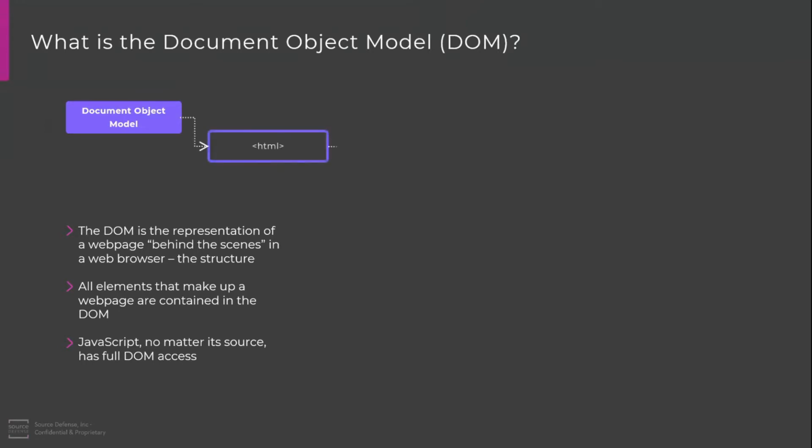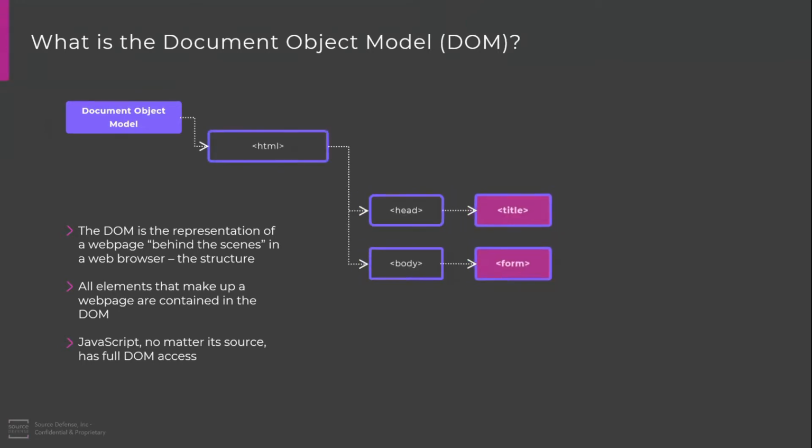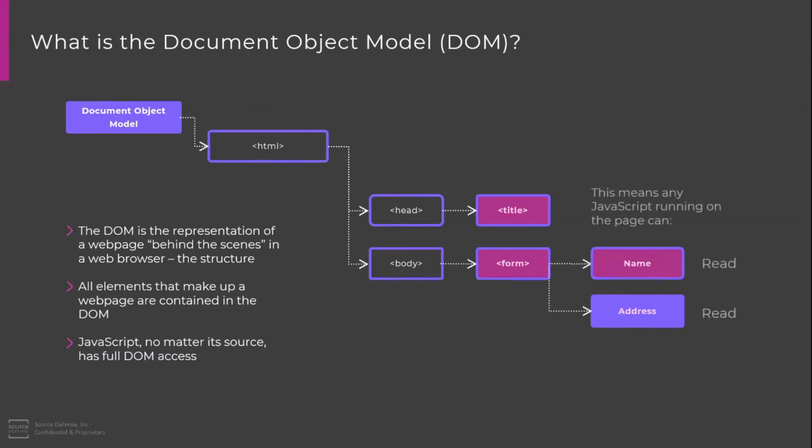So if we build out this website here, we have our HTML code contained within, we have a head and a body element. Within that body element, we have a form element, and that form element is going to display a couple fields for the visitor to enter in data. So JavaScript running on this page here can read these form elements, these fields. Now, that's okay, that's expected.